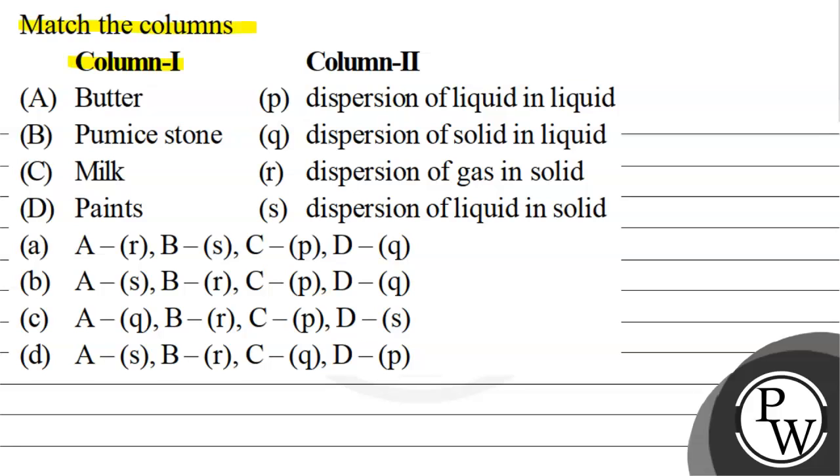Let us read this question. Match the columns, Column 1 and Column 2. In Column 1 we are given butter, pumice stone, milk, paint. And in Column 2: dispersion of liquid in liquid, dispersion of solid in liquid, dispersion of gas in solid, and dispersion of liquid in solid. And these are the options that have been given to us.